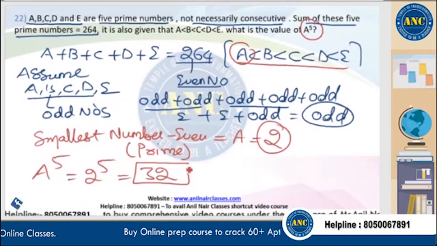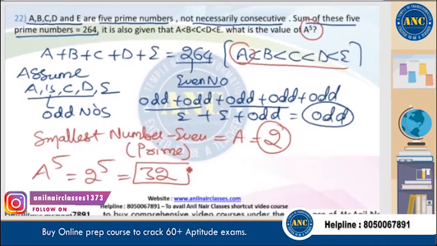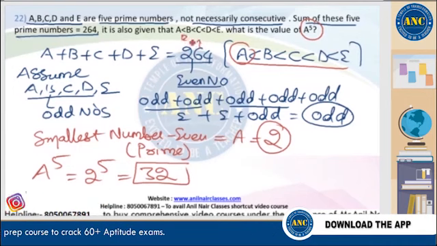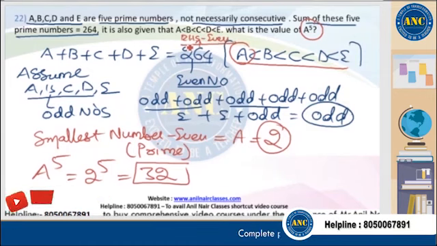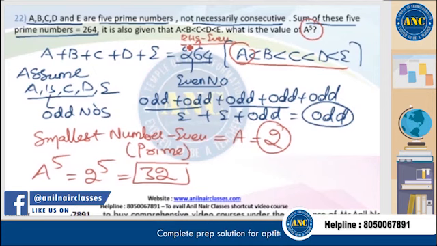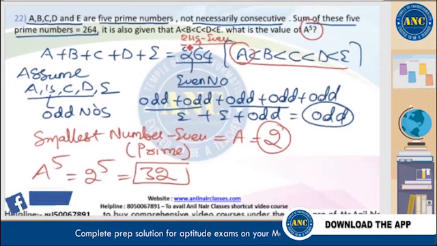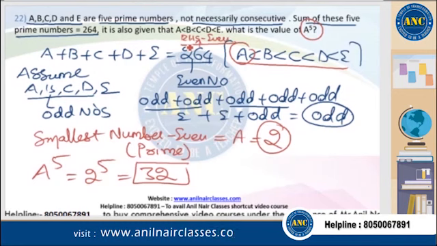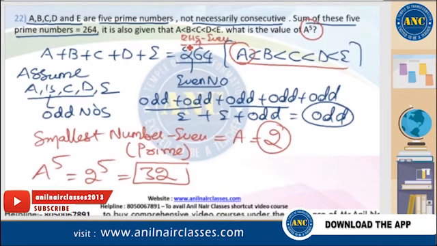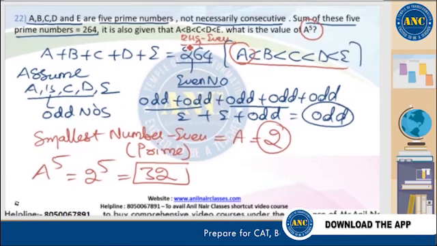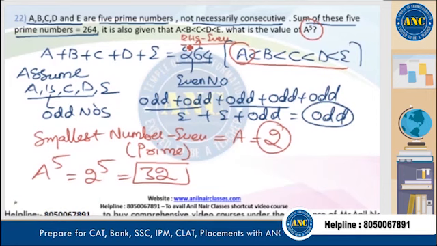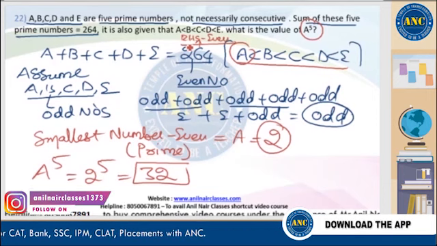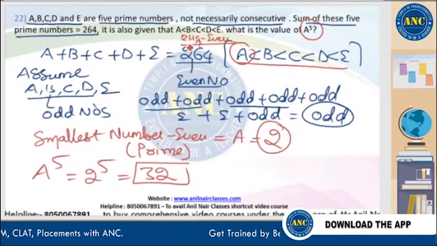I hope it is clear. The root cause of the problem is that the right hand side is an even number. We cannot take all odd numbers, odd plus odd plus odd plus odd plus odd will give me an odd number, but the right hand side is an even number. So therefore, one of them has to be an even number, and it has to be the smallest, so it has to be even. Smallest even prime number is 2. 22nd question, I hope it is clear.